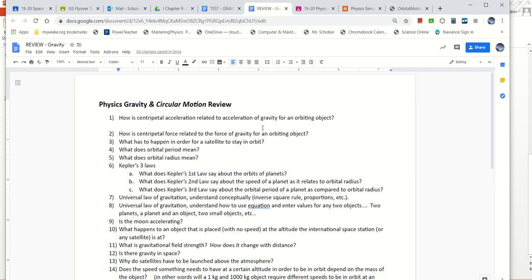Okay, so the first question says, how is centripetal acceleration related to the acceleration of gravity for an orbiting object? And the answer there is quite simply that they're the same thing.